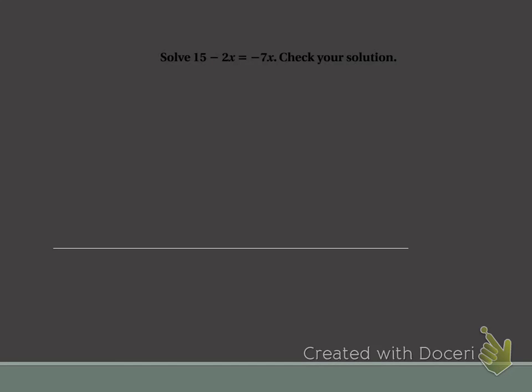So let's look at this. We're going to solve 15 minus 2x equals 7x and check our solution. The first thing you've got to remember is you can only do stuff on the same side. Even though you see two x's, you can't combine them because they're not on the same side. So we've got to move them over just like we moved other numbers over. So right now we're subtracting 2x, so we do the inverse, which is to add 2x, so that we've got the variables on one side of the equation.